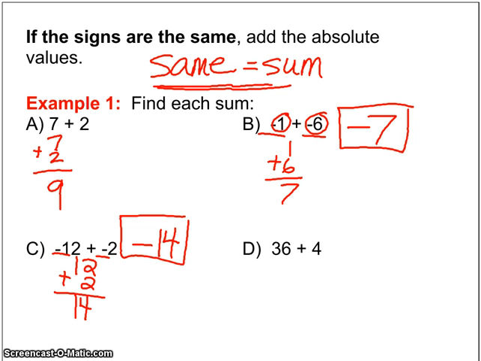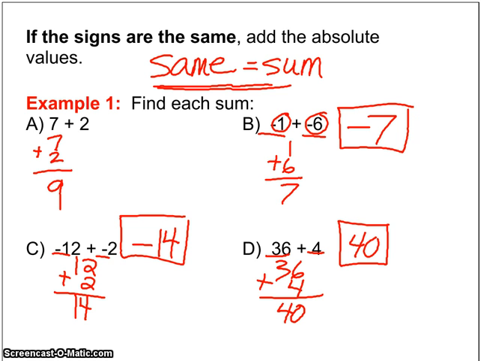And letter D, here we have 36 positives and 4 positives. So I have more positives, so my answer is going to be positive. And because they are both, again, the same sign, they're both positives, I am going to take the sum of the two absolute values, and we get an answer of 40.